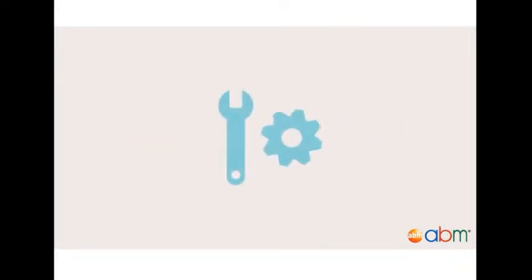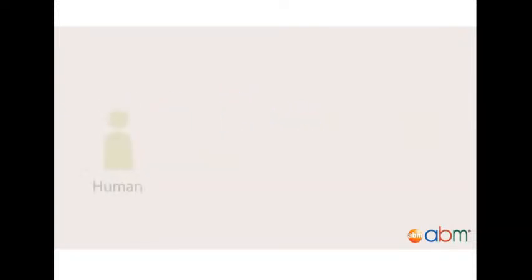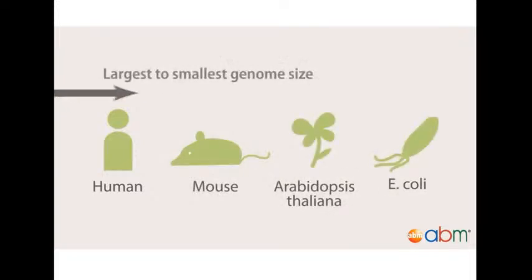In order to be able to showcase and compare the different technical aspects of each of the above technologies, the number of coverage that each run generates when sequencing the whole human, mouse, Arabidopsis thaliana, and E. coli genomes are calculated and presented here. The presented data is based on the most powerful machines of each technology. Further details can be found on our knowledge base.